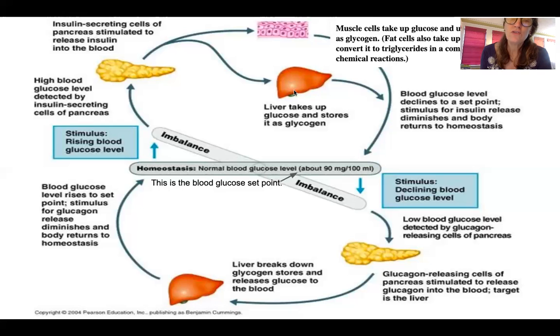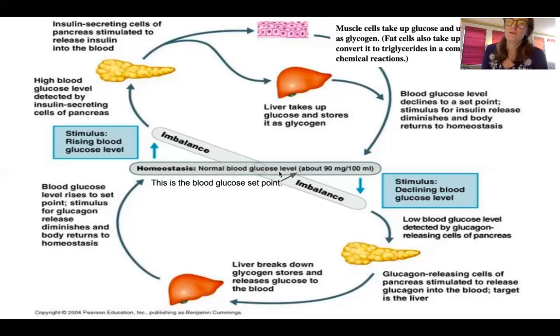Okay, and the third cell type that insulin affects is liver cells. Liver cells also will take up glucose and store it in a dehydration synthesis reaction as glycogen. This removal of glucose from the blood by muscle, fat, and liver cells will cause blood glucose levels to decline back to the set point. And then the pancreas no longer detects high blood glucose levels and stops secreting insulin. We have achieved the set point.